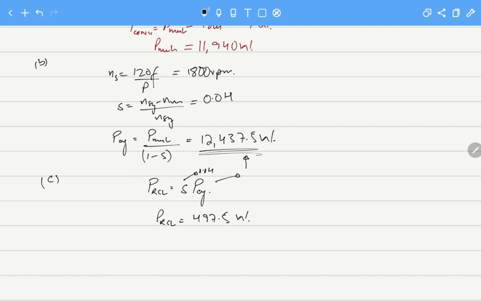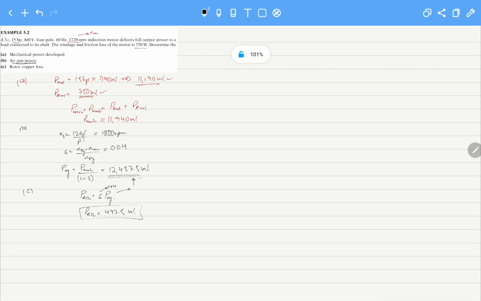497.5 watts. Thank you. I hope it helps.